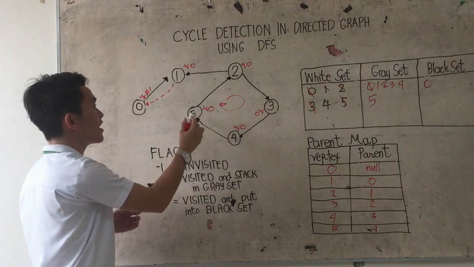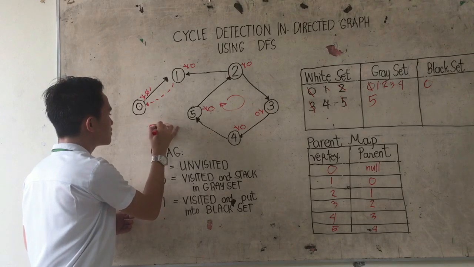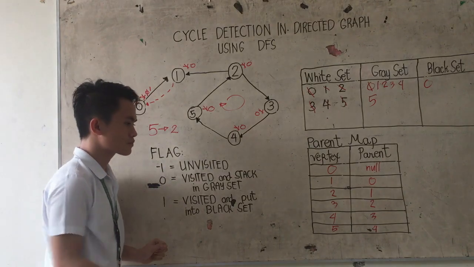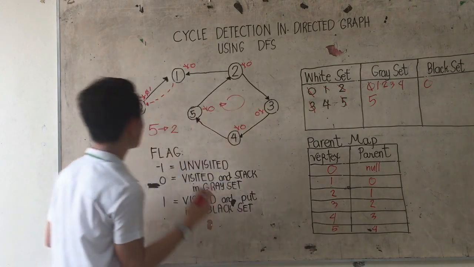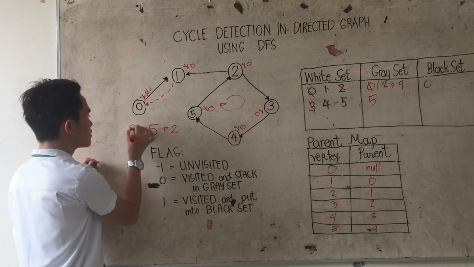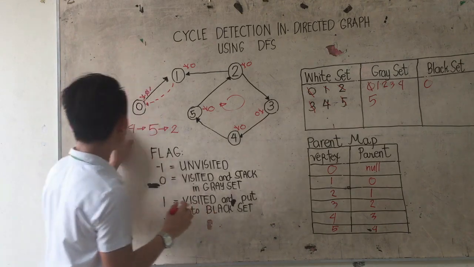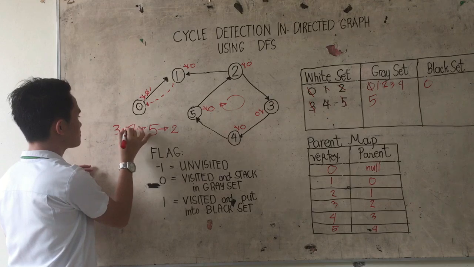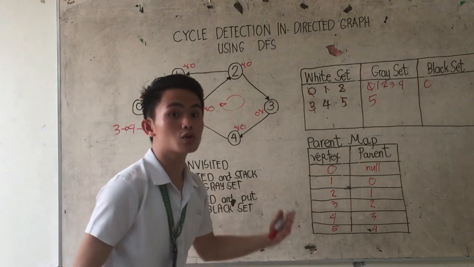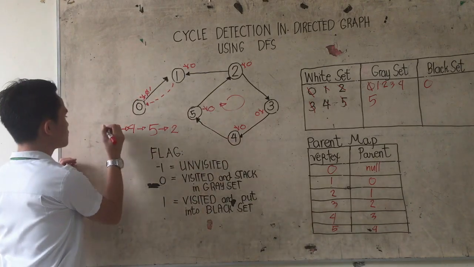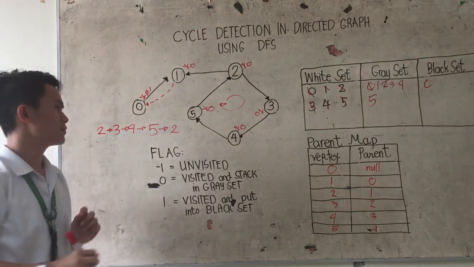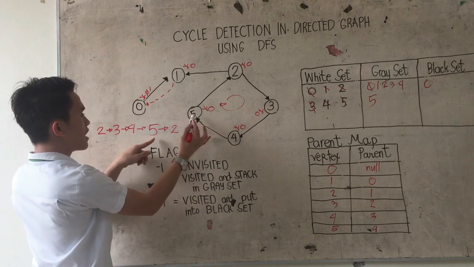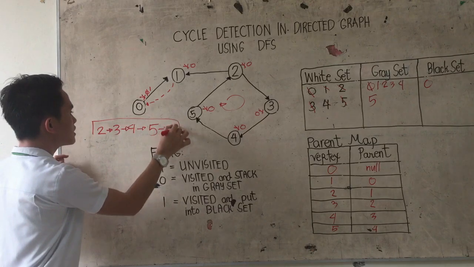Since we have reached 5 and 2, let's write 5, 2. And to detect the cycle, let's use the parent map. What is the parent of 5? It is 4. So let's write 4. The parent of 4 is 3. So let's write 3. The parent node of 3 is 2. So that's the use of the parent map. As you observe, 2 to 3, 3 to 4, 4 to 5, and 5 to 2. So this is now the cycle.